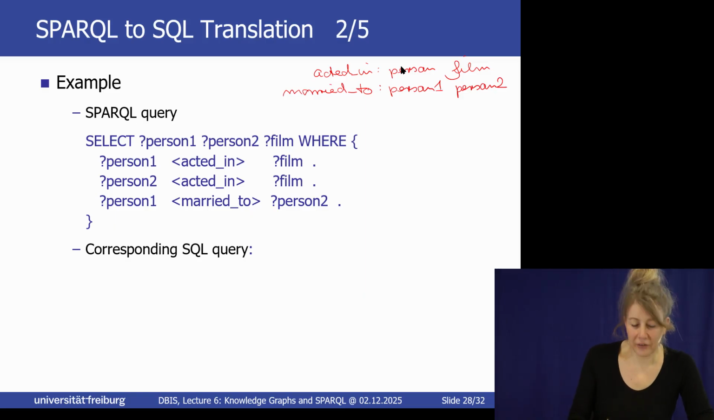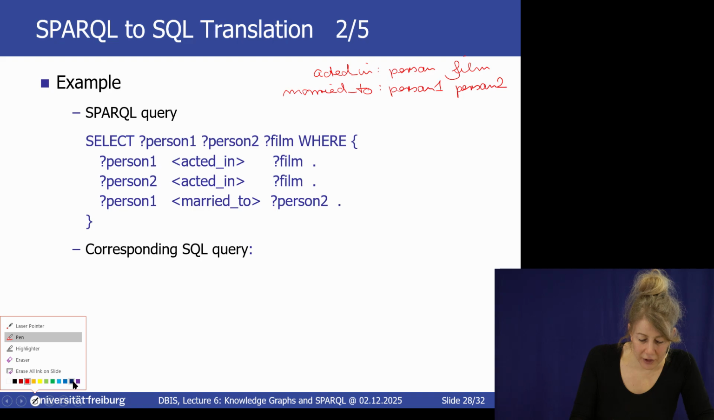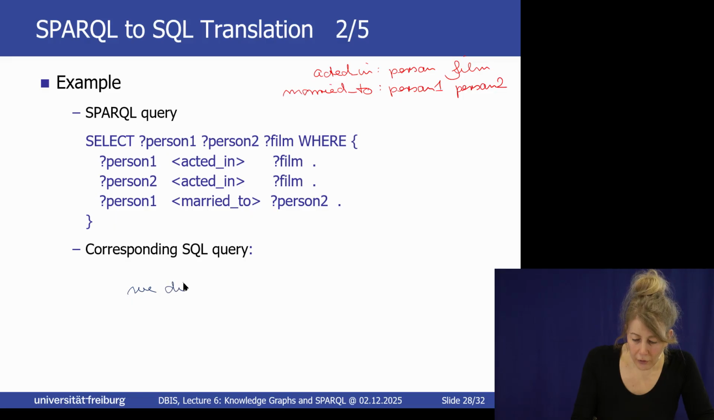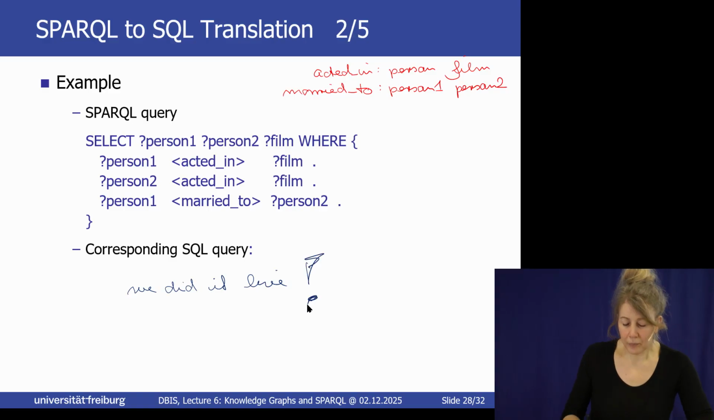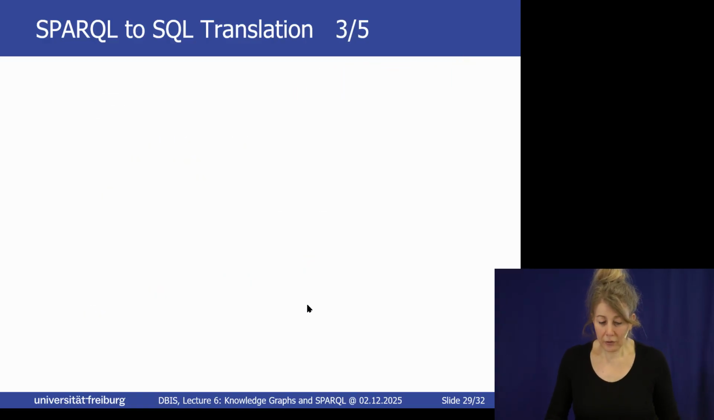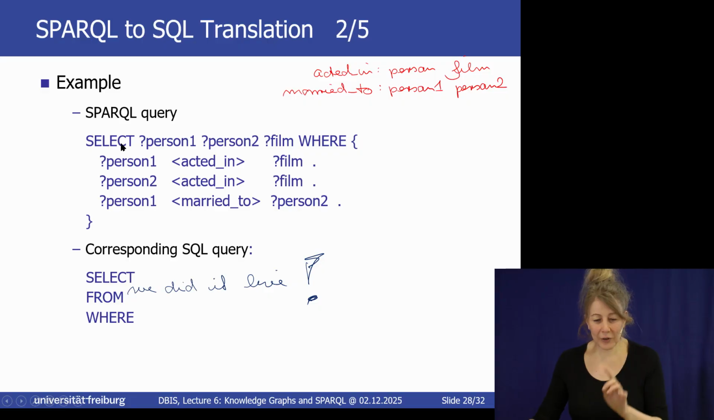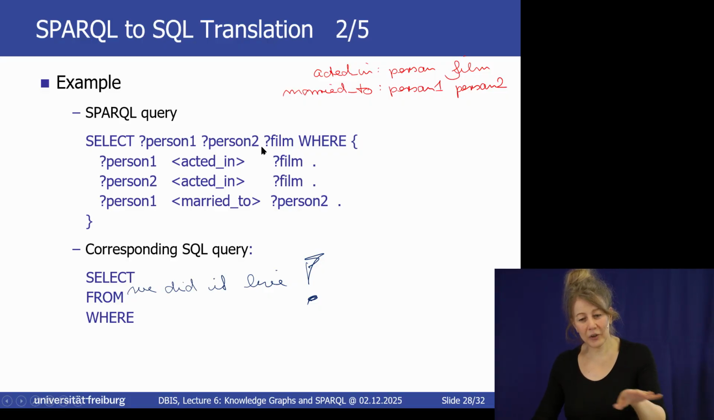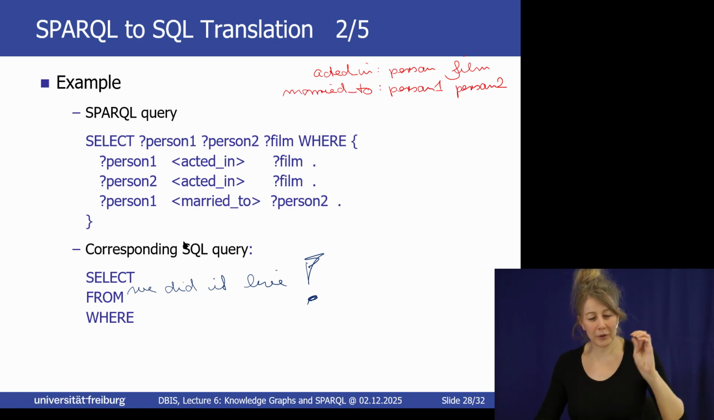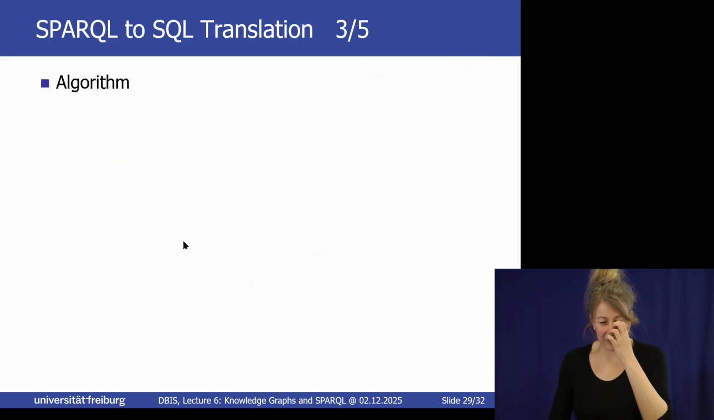So I will not write this here because time is up, but let me just see. So we did it live. So, oh yeah, okay. So, and this is, do it yourself, try to understand it, and now I claim that whenever you have a query like this, with some variables and some triples, you can always do it in the same way. Once you understood the principle, and that's the exercise sheet, and it's a great exercise sheet.